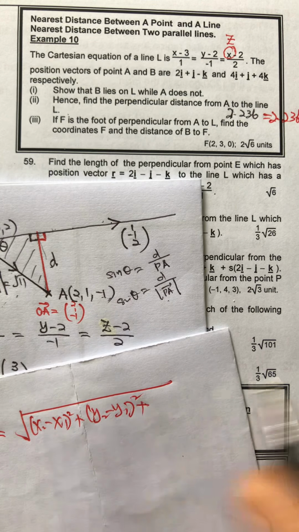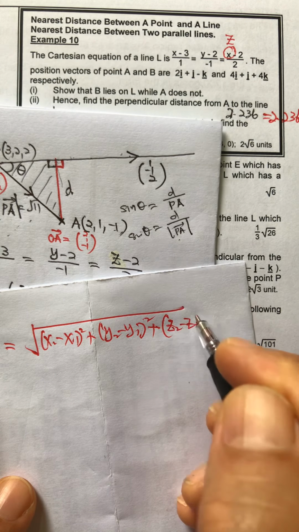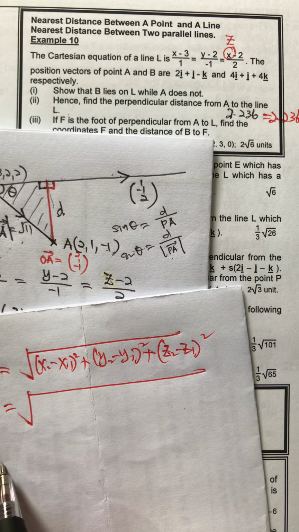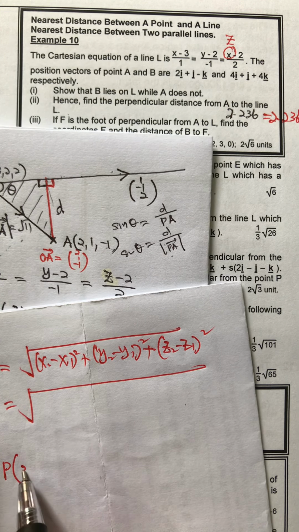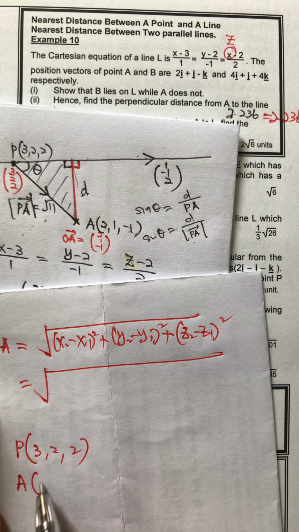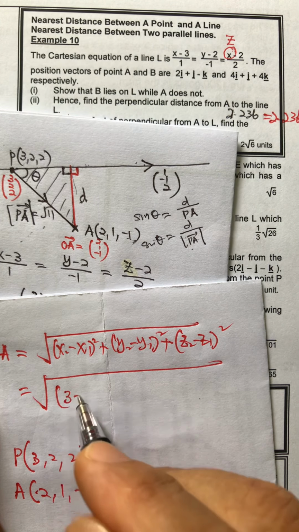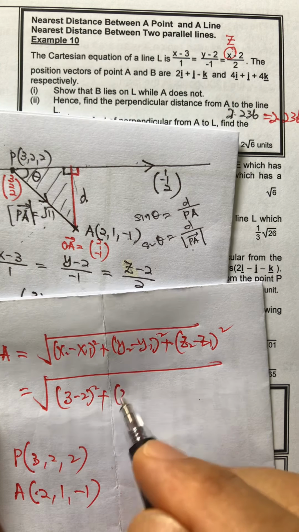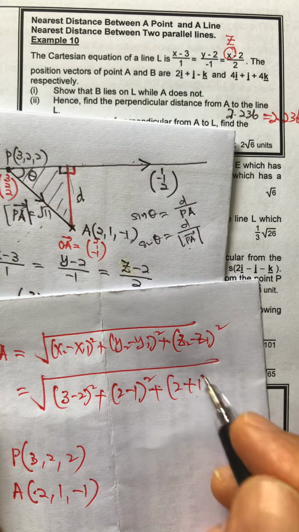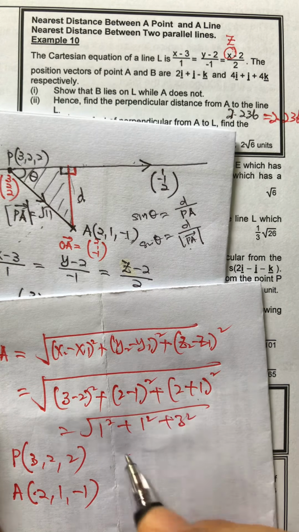This is form 4 because we do 2-dimension problem. Then this one is z2 minus z1 square. It's the same one. So you look back at our point. P is the point 3, 2, 2, and A is the point 2, 1, negative 1. So you just do 3 minus 2 square, then 2 minus 1 square, then z is 2 minus 1 square plus. So you get square root of 1 square plus 1 square plus 3 square. So it's square root of 11.